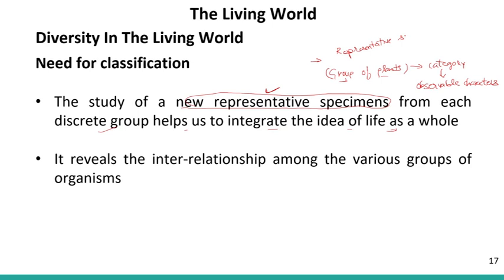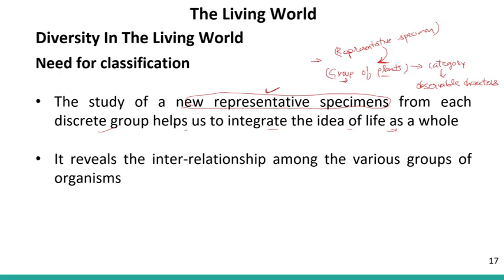A representative specimen. By studying this representative specimen, we can know about the entire group of the plants. No need to study the individual plant. So it will give you a fair idea.